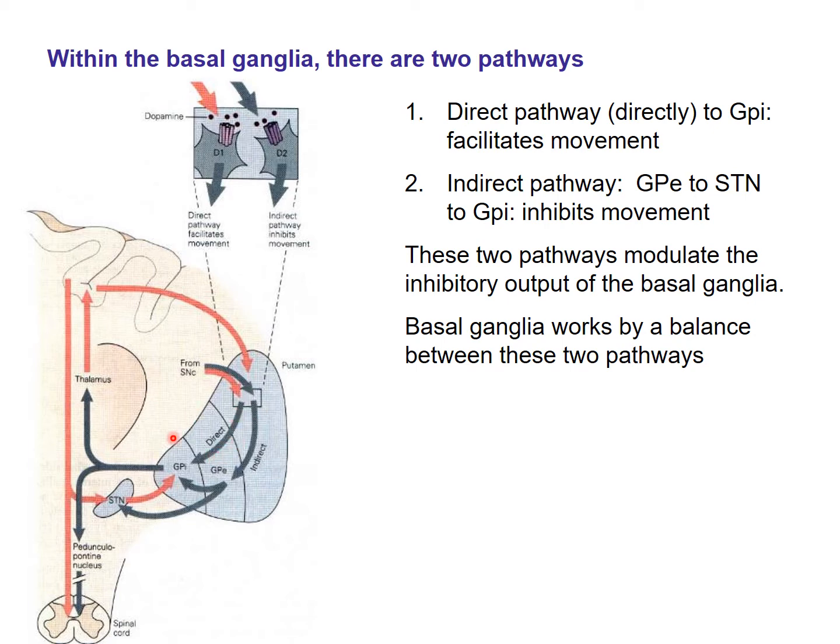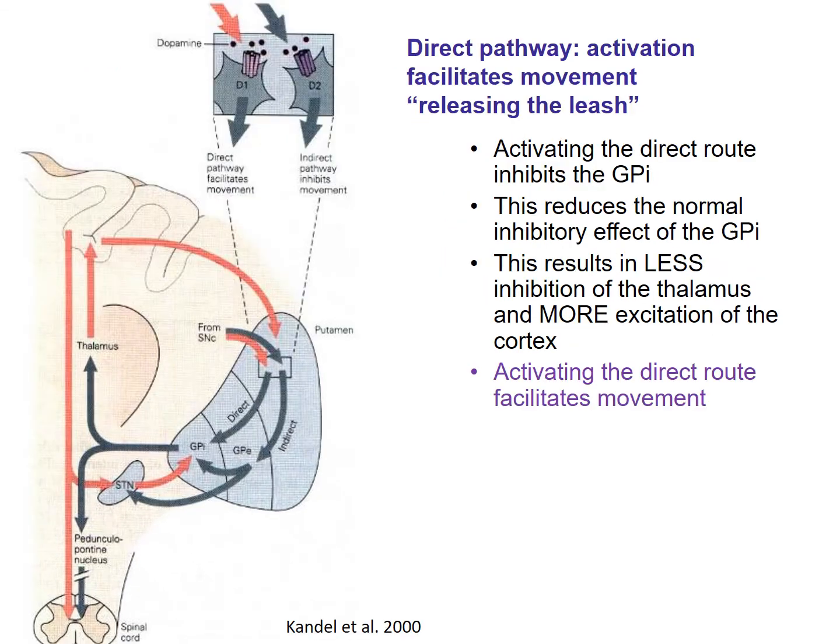And these two pathways together modulate the inhibitory output of the basal ganglia to the thalamus. So the basal ganglia works by a balance between these two facilitatory and inhibitory pathways. So remembering that the thalamus has an excitatory effect on the cortex, and the globus pallidus interna, or the leash, inhibits the overexcitable puppy, that is the thalamus, we can now look at the effect of the direct route.